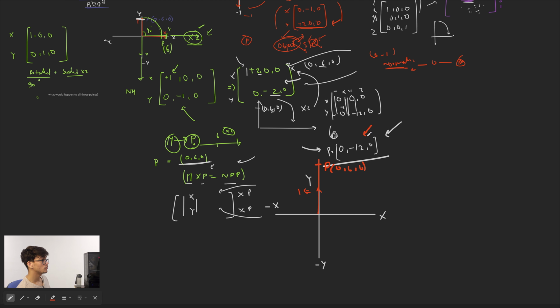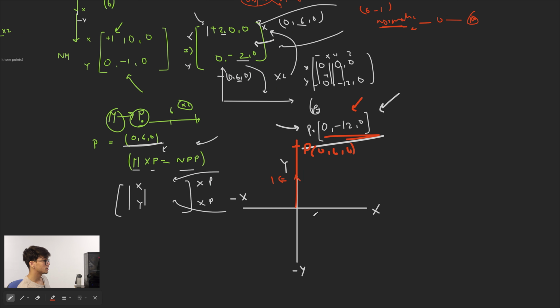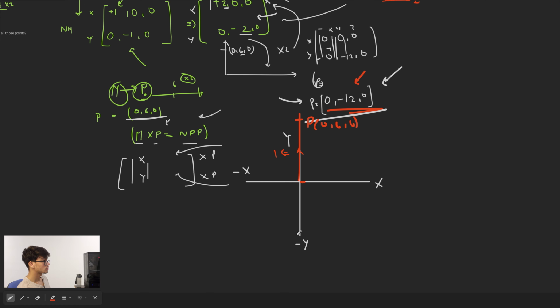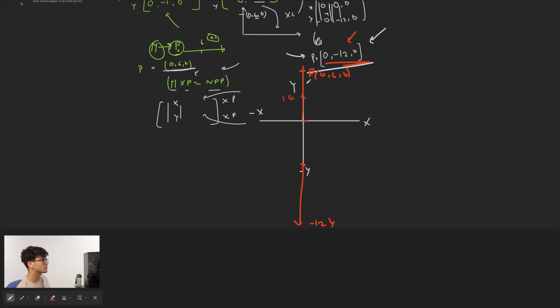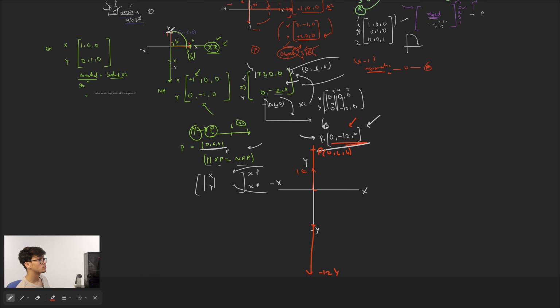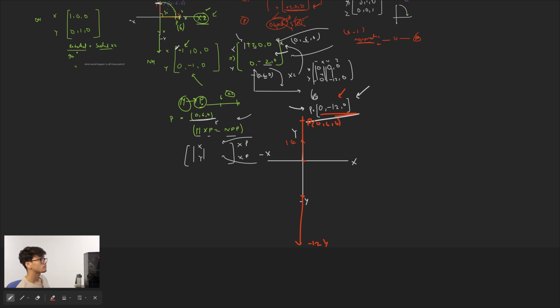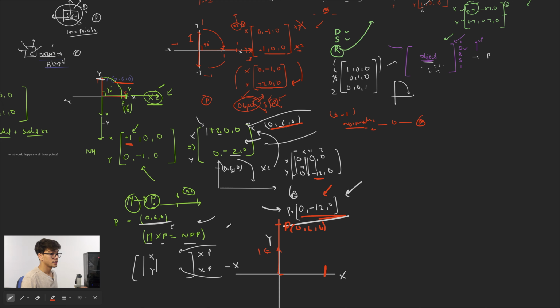Now it has to move to this new position, which is, let's say, 0 in x, minus 12 in y. So it would be here, minus 12 in y, and x, y is 0. So this, when we moved it 90 degrees, okay, actually I made a mistake.